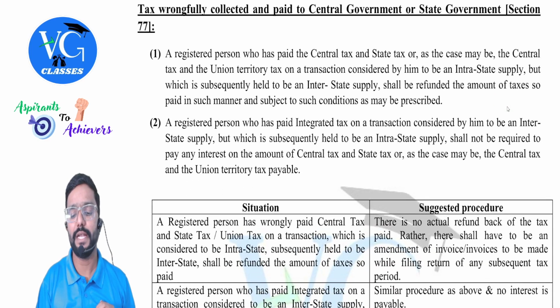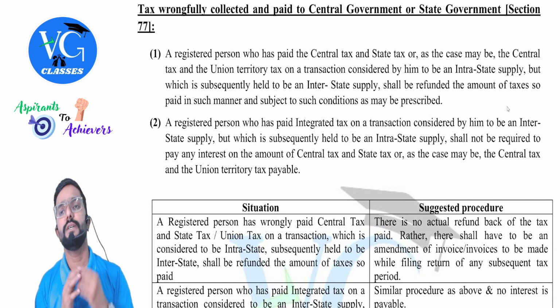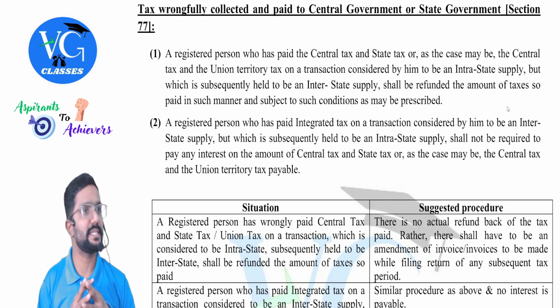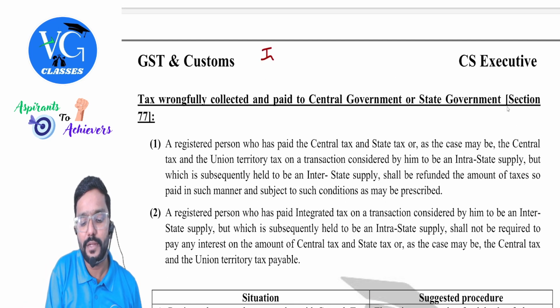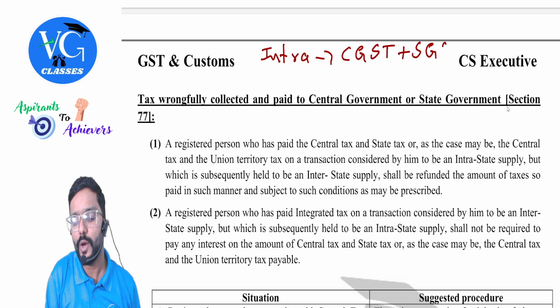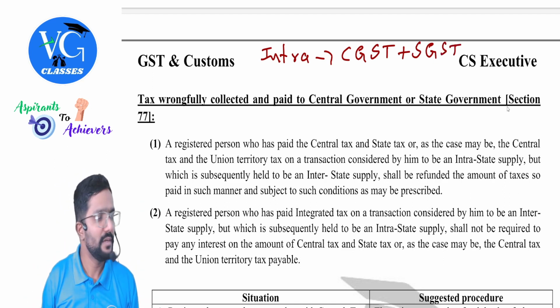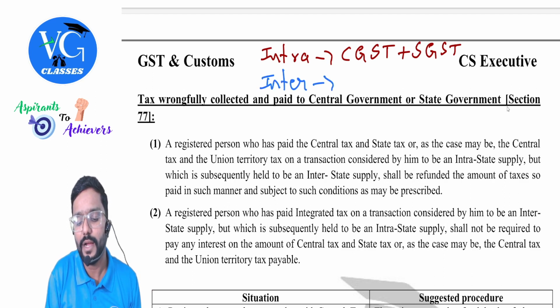Okay. Section 77. What is section 77 telling us? Sir, I have committed a mistake. Not a fraud, a mistake. How? Guys, instead of treating it as intrastate supply, I have treated the supply as interstate supply. Now, listen here. If it is intra, what should I pay? CGST plus SGST. Okay? So I was supposed to pay CGST and SGST because my supply was intra. But by mistake, I considered it as inter and I have paid IGST.